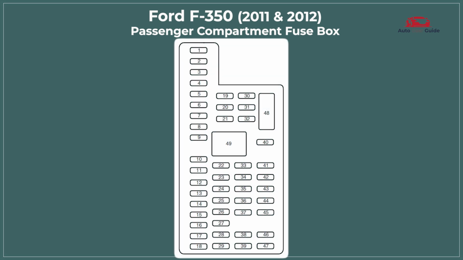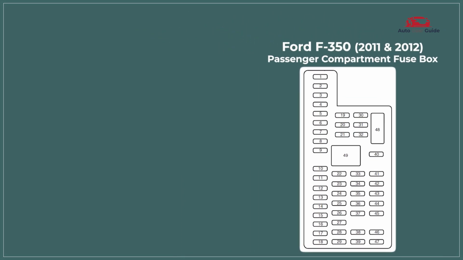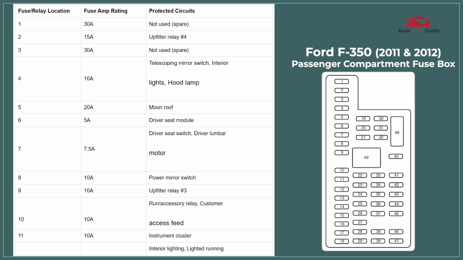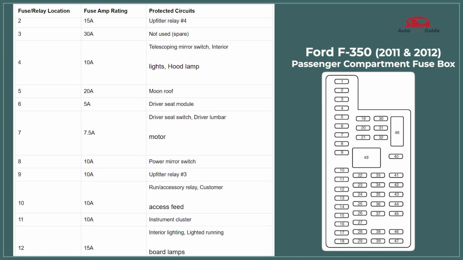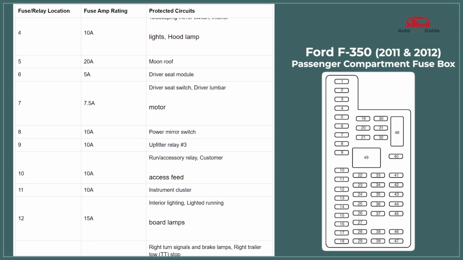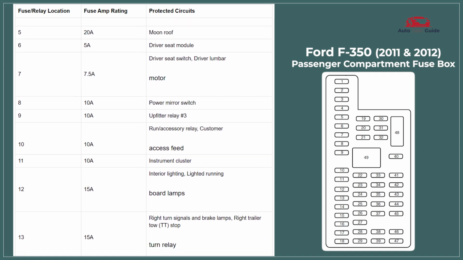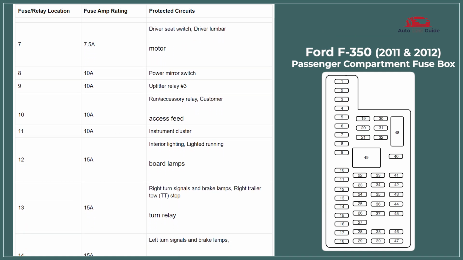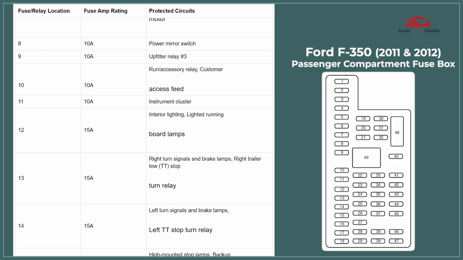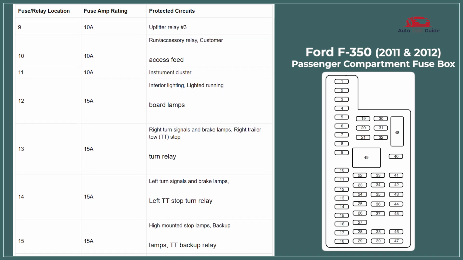The passenger compartment fuse box in the 2011 to 2012 Ford F-350 controls key interior systems like the instrument panel, power seats, and audio components. It includes low-profile mini fuses and relays designed for compact arrangement and efficient circuit protection.